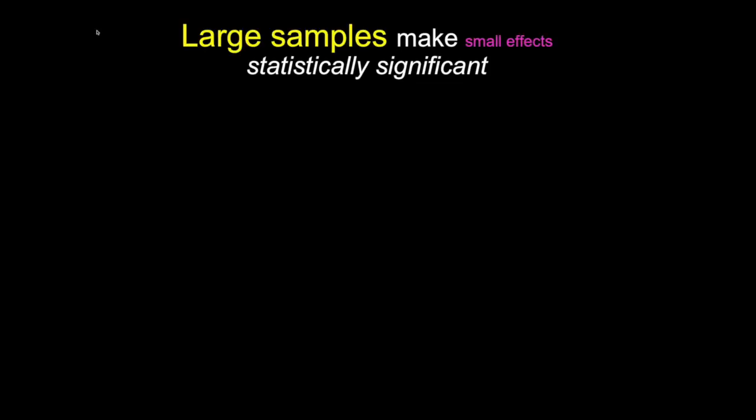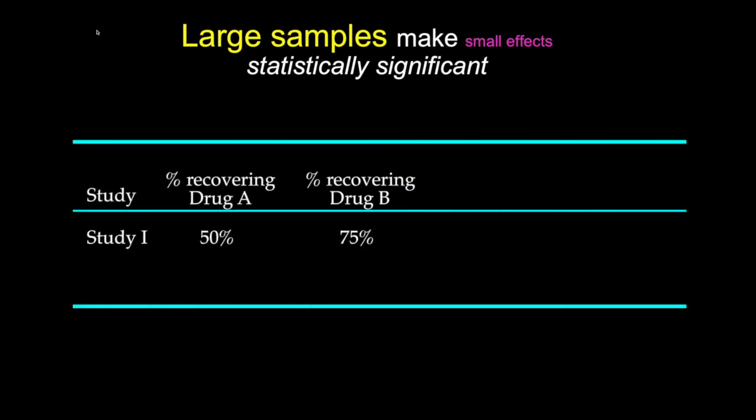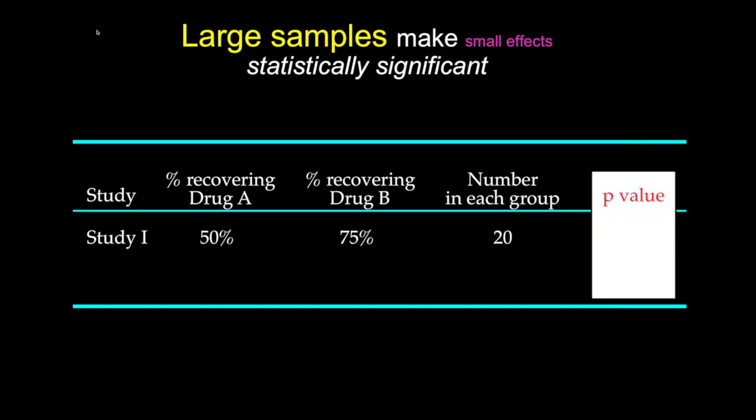Now, the second advanced point is that large samples make small effects statistically significant. Consider two studies. We'll start with study 1. Patients exposed to drug A, 50% of them recover, while those exposed to drug B, 75% recover. That's a pretty big effect. I think I'd want drug B. But if there are only 20 patients in each group, the p-value will be 0.10. That's not statistically significant. There's no significant difference there.